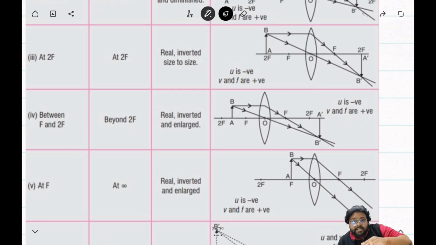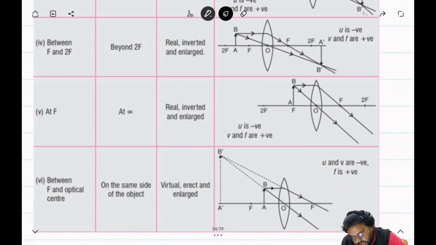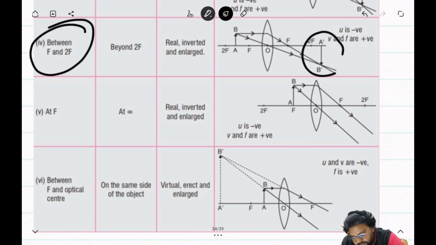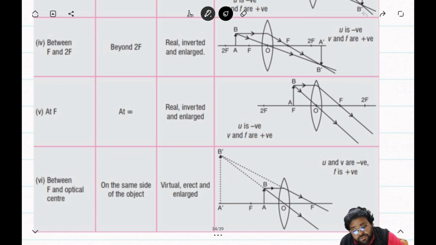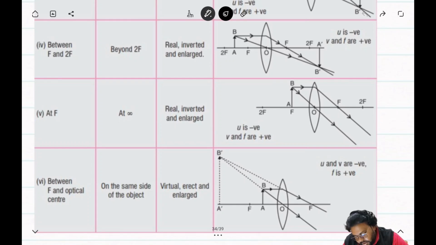Now, the object is coming from infinity to near the lens. The image will go from the lens to away from the lens. So now when the object is between f and 2f, the image would be enlarged, beyond 2f. And when the object is at f, the light rays would go parallel and the image would be formed at infinity. This is the case of laser lights and parallel beams.